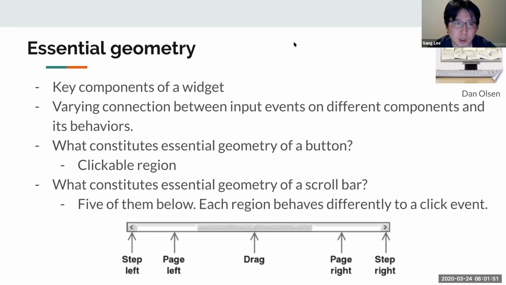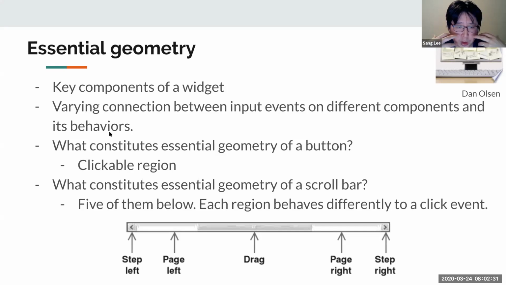So when we talk about widgets, one nice concept to understand is essential geometry. Essential geometry basically indicates the key components of a widget, the essential parts that you need for a widget, but not just the essential parts, also the varying connection between input events on the different components and its behavior. This is coming from the book Building Interactive Systems by Dan Olsen.